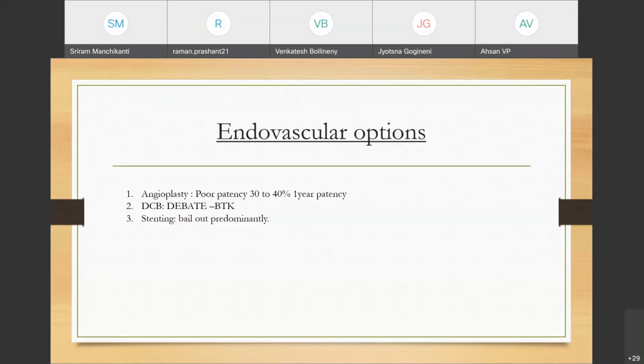So what is the problem with endovascular management? These patients predominantly have BTK disease, which has a poor one-year patency in the tune of 30 to 40%. Now, regarding the use of drug-coated balloons, there is a trial called the DEBATE-BTK trial. The drug-coated balloons have shown better patency, but whether or not they should be used is still a matter of question. Stent is used predominantly as a bailout option. It is not used as routine management of BTK disease.